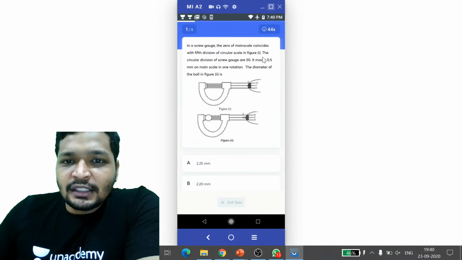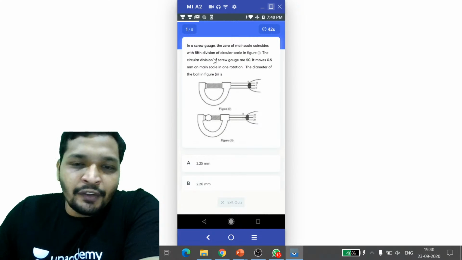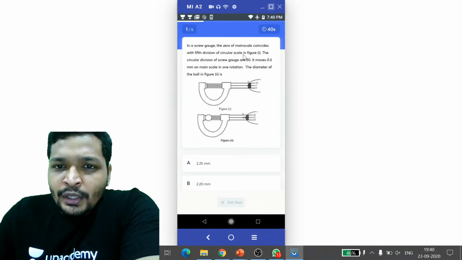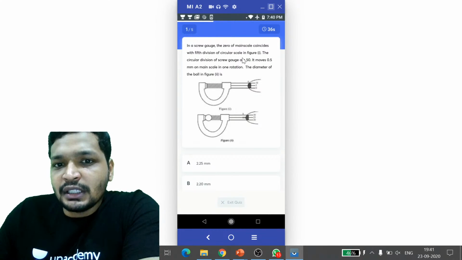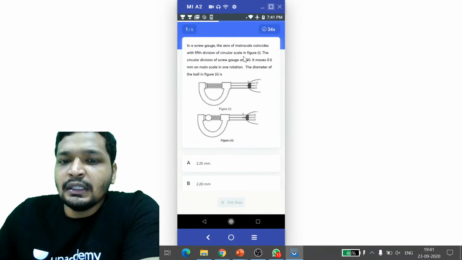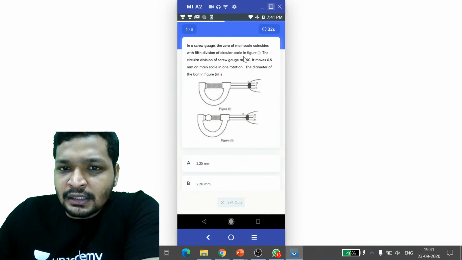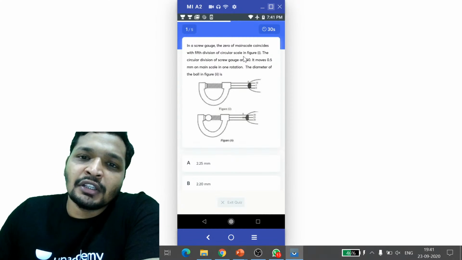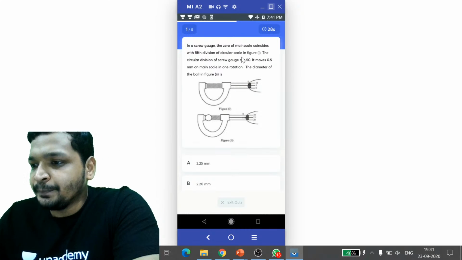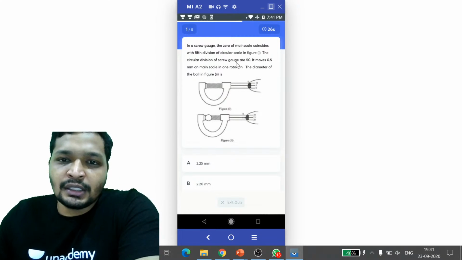In a screw gauge, the 0 of the main scale coincides with the 5th division. So it coincides with the 5th division. Are they talking about 0 error? Yes. And what kind of 0 error is this? Is this positive 0 error or negative 0 error? It's going to be a positive 0 error. Good, Rohit. Good. Amazing, students.